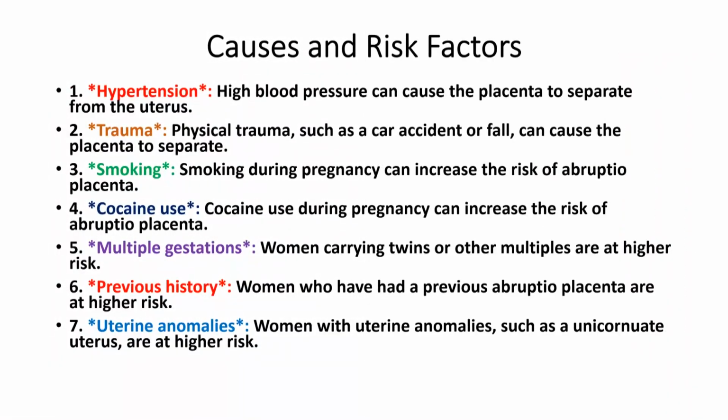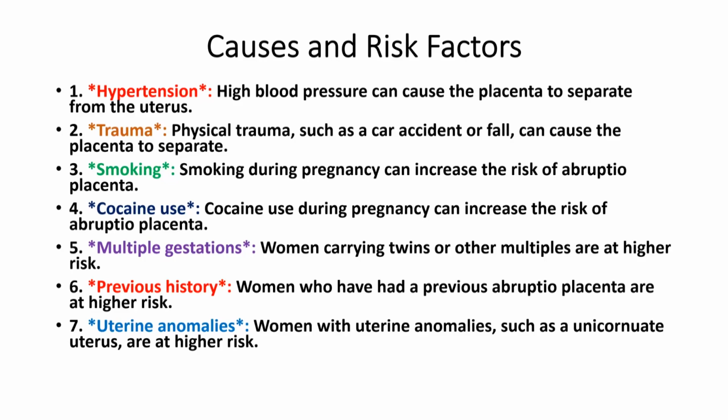Here we'll discuss the causes and risk factors of abruptio placenta. The first one is hypertension. High blood pressure can cause the placenta to separate from the uterus. Second one is trauma. Physical trauma such as car accident or fall can cause the placenta to separate. The third one is smoking. Smoking during pregnancy can increase the risk of abruptio placenta. The fourth one is cocaine use. Cocaine use during pregnancy can increase the risk of abruptio placenta.